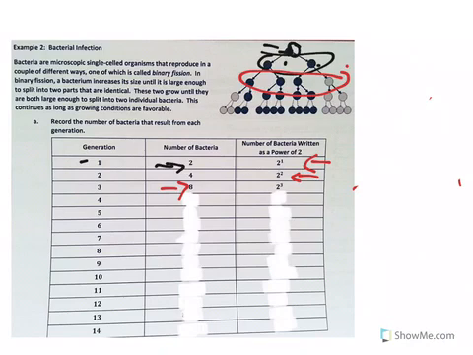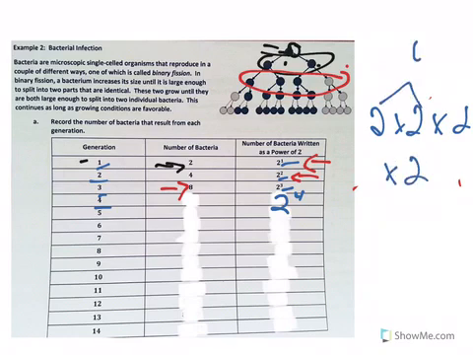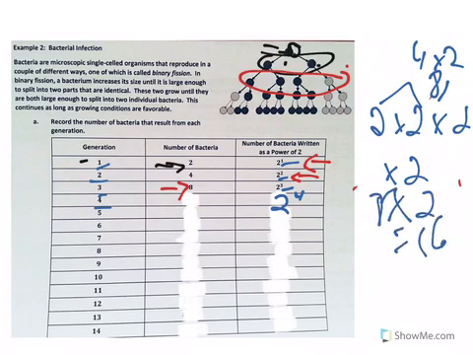So hopefully you're seeing a pattern: every time it's 2 to the power of something. In this case it was 3, that's the third generation. In this case it was 2, second generation, 1, first generation. So in this case it's the 4th generation, so it would be 2 to the power of 4. 2 times 2 times 2 times 2. 2 times 2 is 4, times 2 is 8, times 2 is 16. So we can fill that in. Now we're in the 5th generation, 2 to the power of 5 would be 32.